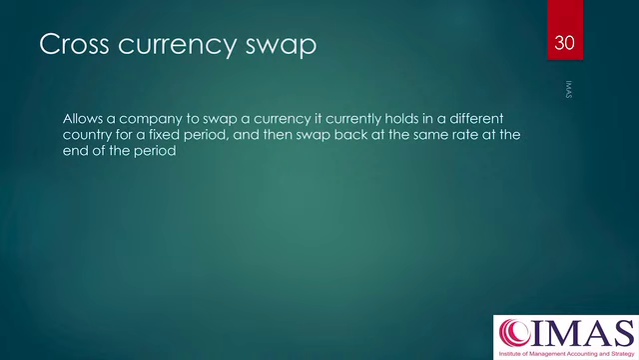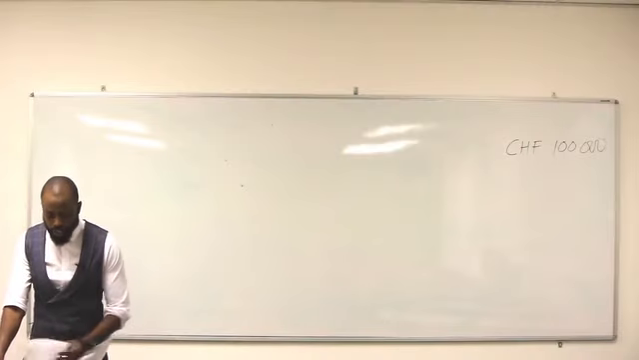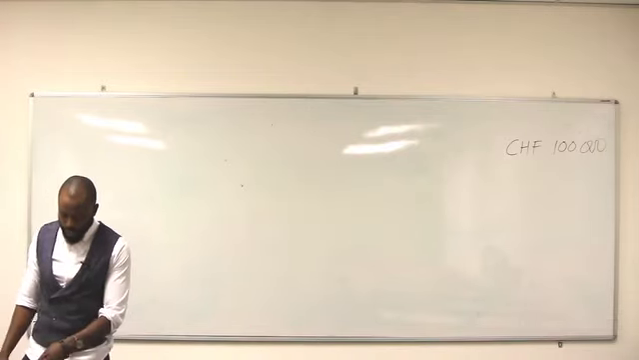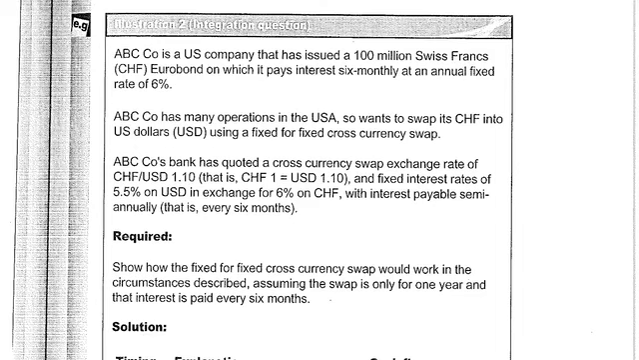And what we're going to do is look at an example of cross-currency swaps. I'm going to explain using an illustration. Then you can do test your understanding 3, because there's only one question that has to do with cross-currency swaps. So the illustration says ABC company is a US company that has issued 100 million Swiss francs, a euro bond. So it's 100 million Swiss francs, on which it pays interest 6 monthly at an annual fixed rate of 6%.